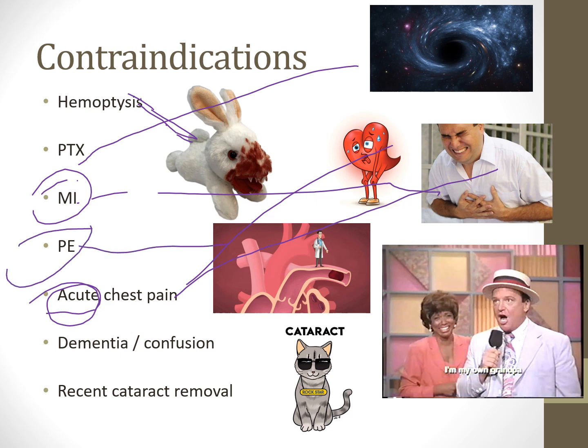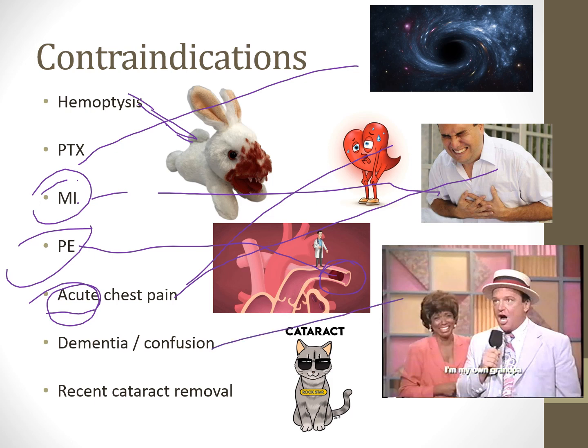What's PE? Well, that's a pulmonary embolus. That's what this picture is over here. So if there's a PE that's unresolved in their lungs, or an untreated PE, what are we doing with the lungs when we're telling them to breathe deep, inhale and exhale? What happens to the vascularity? It actually puts a lot of pressure on that vascularity.